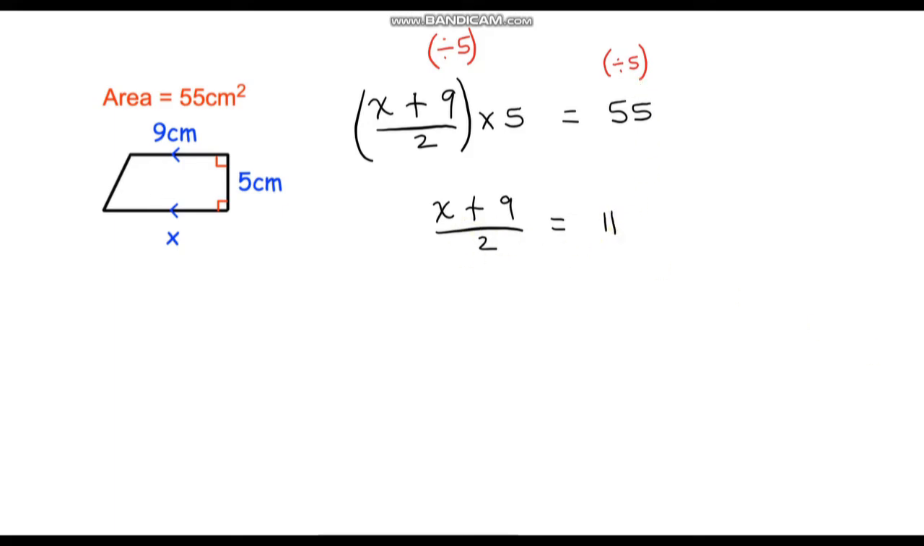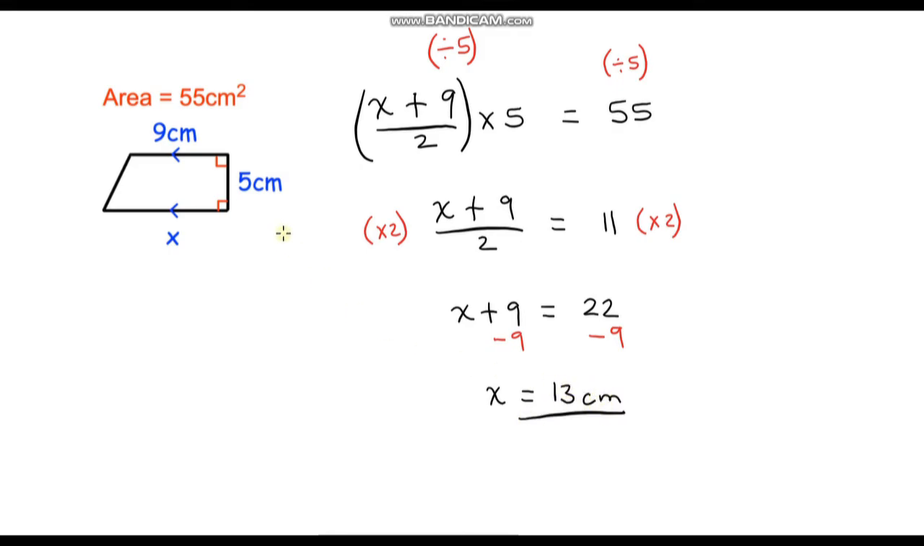And now let's get rid of this divide by 2. So if we multiply both sides by 2, on the left hand side, we're just left with x plus 9. And on the right hand side, 11 times 2 is 22. And now our final step, we want to get rid of that 9. So if we subtract 9 from both sides, then we are left with x equals 22 minus 9, which is 13. So our answer is 13 centimetres.